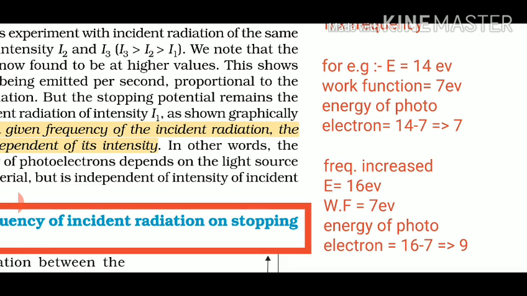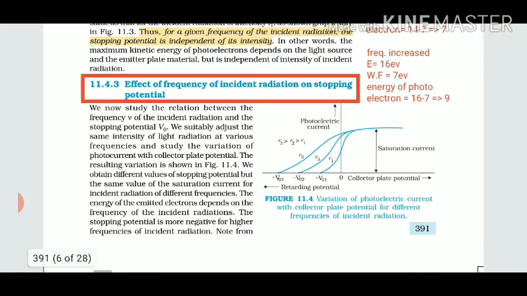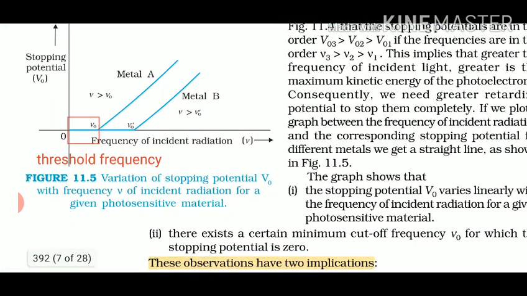The same you are going to observe in figure number 11.4. See, nu3 is greater than nu2, which is greater than nu1, meaning frequency 3 is greater than 2, which is greater than 1, and simultaneously the value of retarding potential is also following the same pattern. So I can say that with an increase in frequency, the value of stopping potential will also increase.